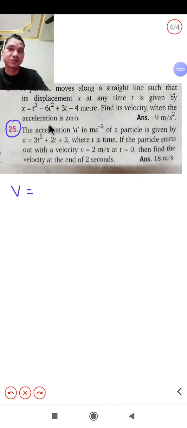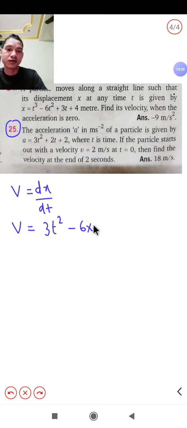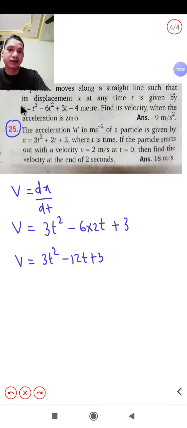So see, I'm directly doing this part here. dx by dt. Let me directly solve this part. The power 3 will come in front and its value will reduce by 1. 6. Now the differentiation of t square: 2 will come in front, its power will reduce by 1. Only one t will remain. 3 is constant, dt by dt will be 1, and the differentiation of 4 will be 0, so I am not showing that. So I have directly differentiated this part. I hope you understood that part.